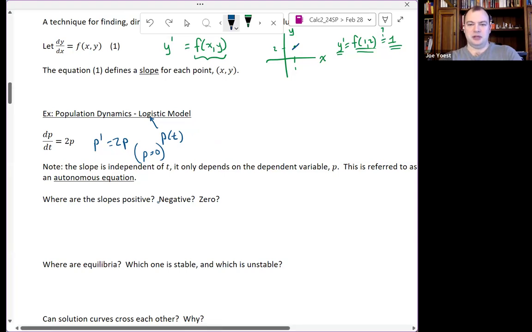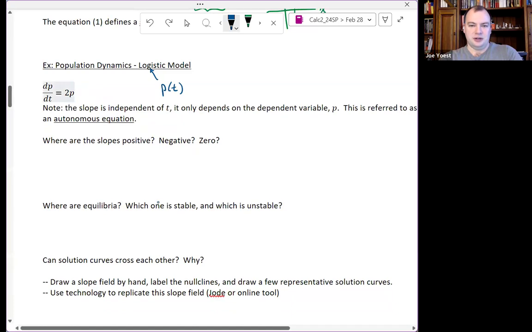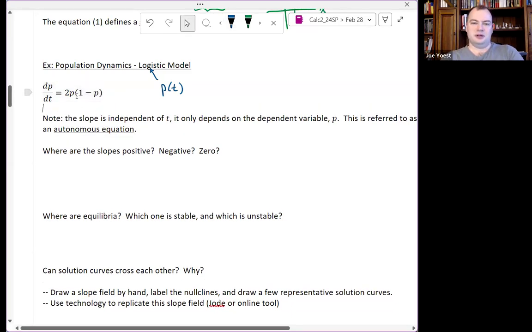So that's where something like this logistic model comes into play. Let me just undo all of this, and that's what we're going to investigate. We're going to investigate the logistic model that builds off of this Malthusian model. We have this extra factor here. What does that do?